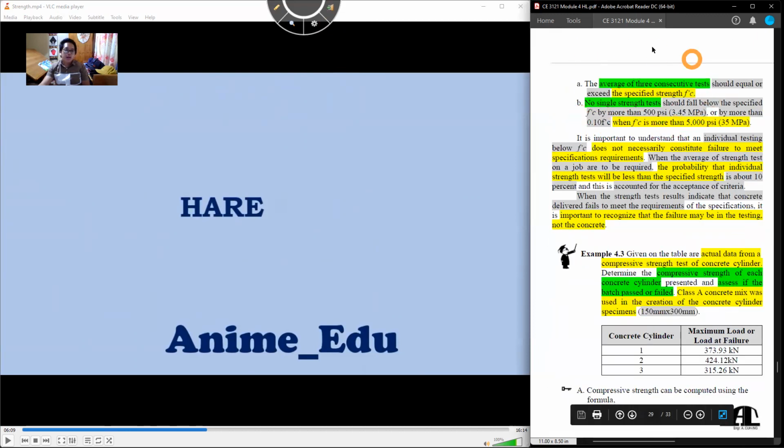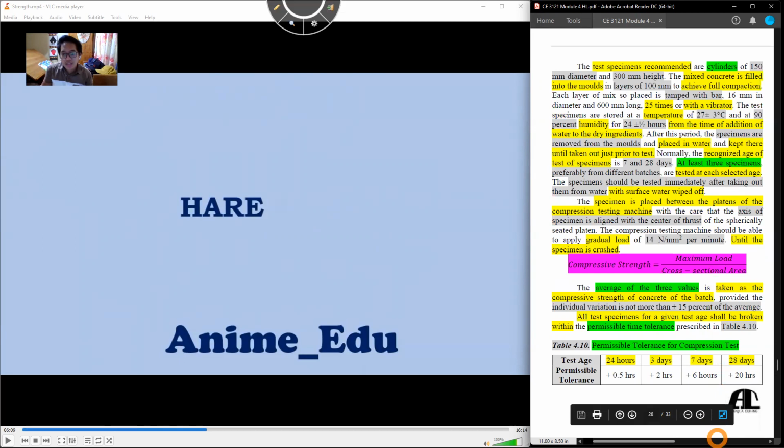Meron lang tayong dalawang criteria. Dalawa lang class, no? Okay? I-edit ko yun. Nalis ko yung pangatlo kasi, yeah, redundant eh. Okay? Ano yung first criteria natin class? Dapat the average of the 3 consecutive tests should equal or exceed the specified strength.